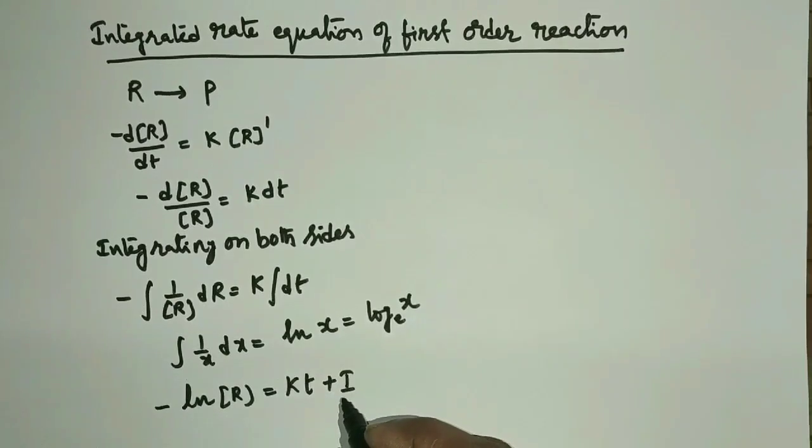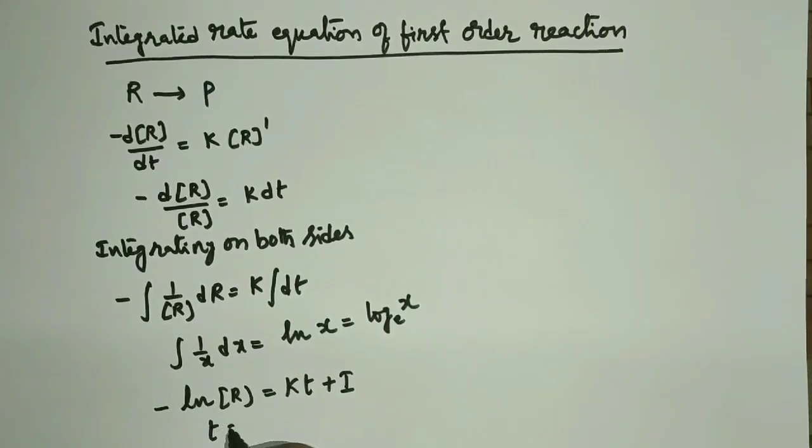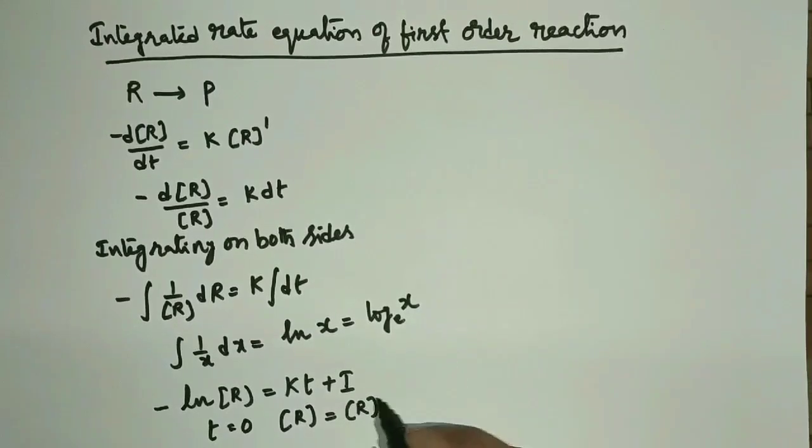But what is the value of this I? To get the value of constant I, we need to substitute the conditions. What is that condition? At time t equal to 0, the concentration of reactant R can be taken as R naught, the initial concentration. R naught is called the initial concentration of reactants. So before the reaction is started, the concentration of reactants is called the initial concentration, represented by R naught.